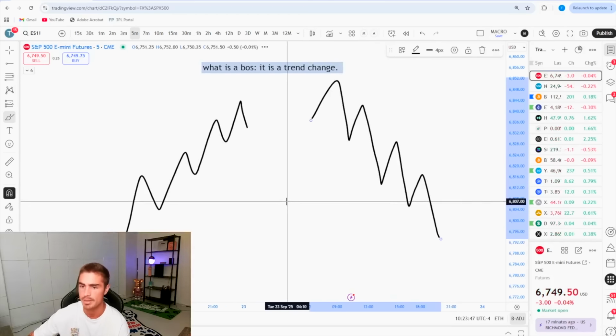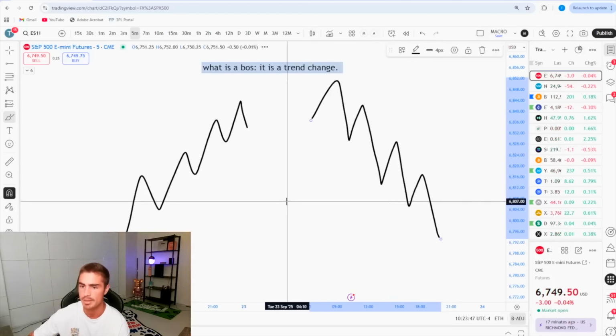And within an uptrend, how can we identify when the uptrend is broken or changes? When a low gets closed underneath. So again, how do we identify uptrends? Higher highs and higher lows. Boom, we're in an uptrend. When does this trend change? Once we close underneath the most recent low within the uptrend.